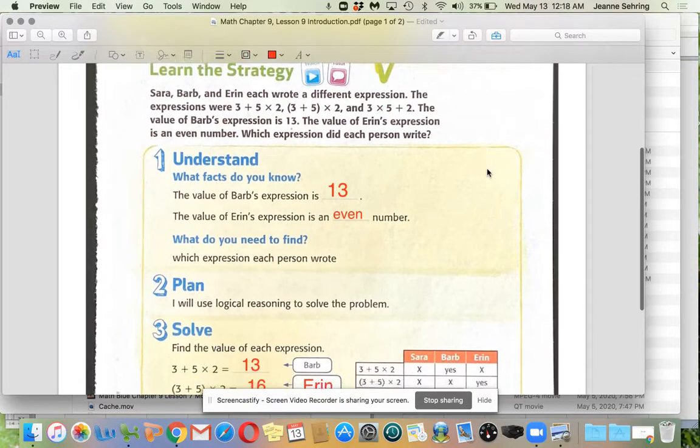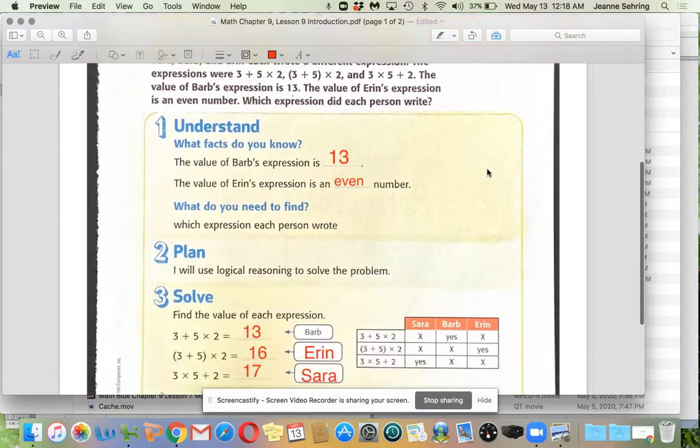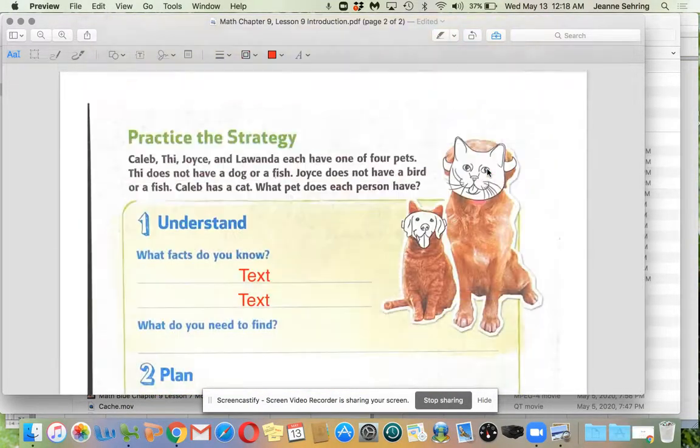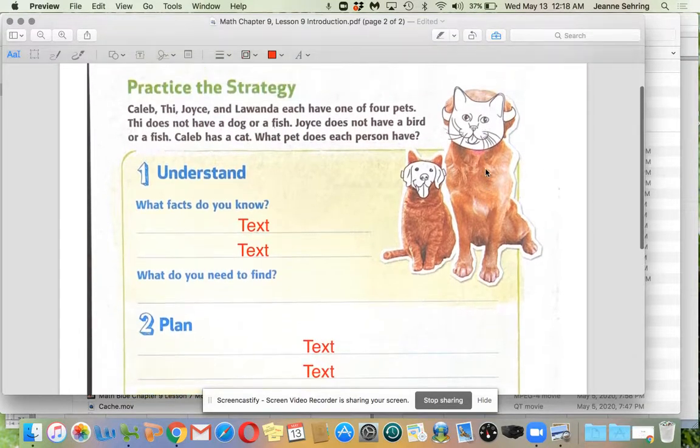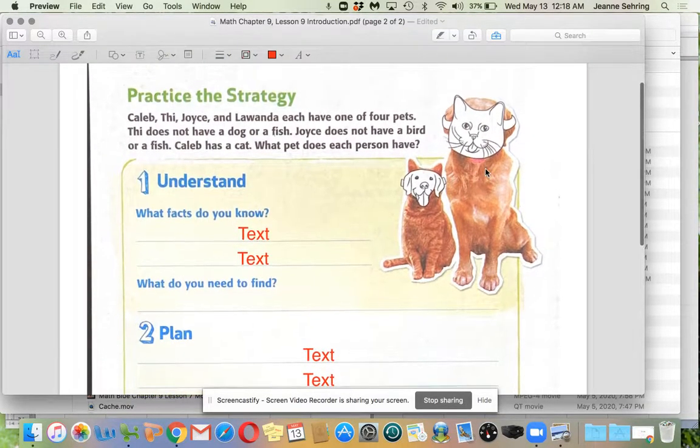All right, so that's to learn the strategy. Now let's look at the next page. All right, here we go. Practice the strategy. So Caleb, Ty, Joyce, and Lawanda each have one of 4 pets. All right, so they each have one.